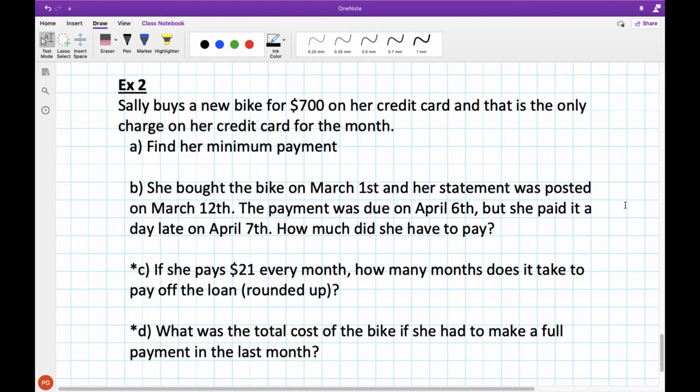This is part 3 about credit and credit cards, where we'll use TVM to help us solve some of these credit card questions. So our question here is quite simple. Sally's buying a new bike for $700 on her credit card, and that's the only charge on it for the month. Our first question is to find her minimum payment.